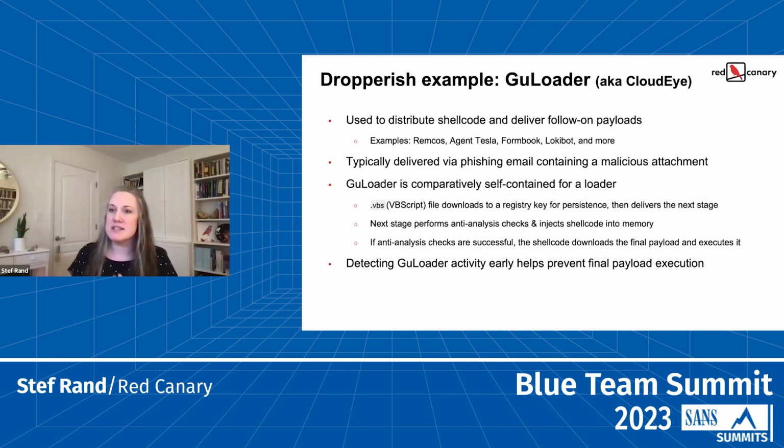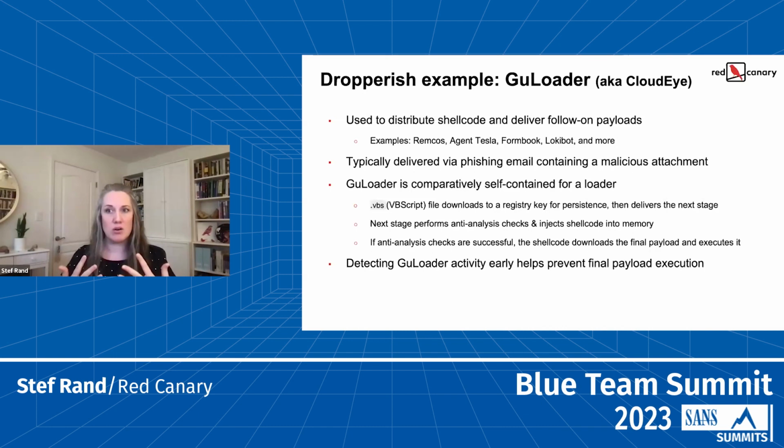Goo Loader is pretty self-contained for a loader, like I mentioned. So you do have an initial Visual Basic script, a VBS script file that downloads into a registry key for persistence and then reaches out to infrastructure to deliver the next stage. The next few pieces are very kind of contained. The next stage will perform these anti-analysis checks and inject shellcode into memory. If the anti-analysis checks are successful, then the shellcode will download that final payload and execute it. That payload being, again, Remcos RAT, Agent Tesla, lots of others.